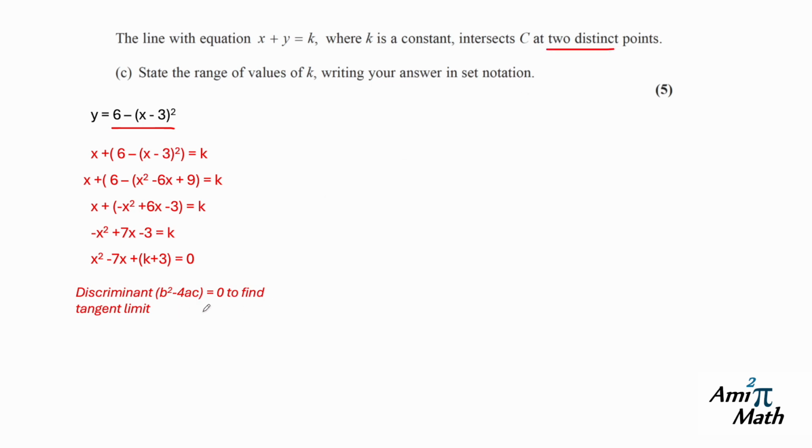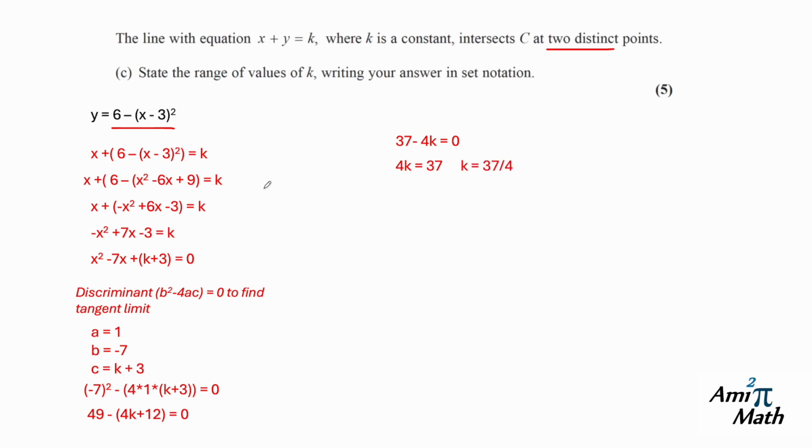So to do this, we just find out what a, b and c are. a equals 1, b equals minus 7, c equals k plus 3, and then we just put them back into this equation. And we get 49 minus 4k plus 12, which simplifies to 37 minus 4k equals 0. And then we find 4k equals 37, and then k equals 37 over 4. So at this point, the line intersects the curve once, so k is less than 37 over 4.